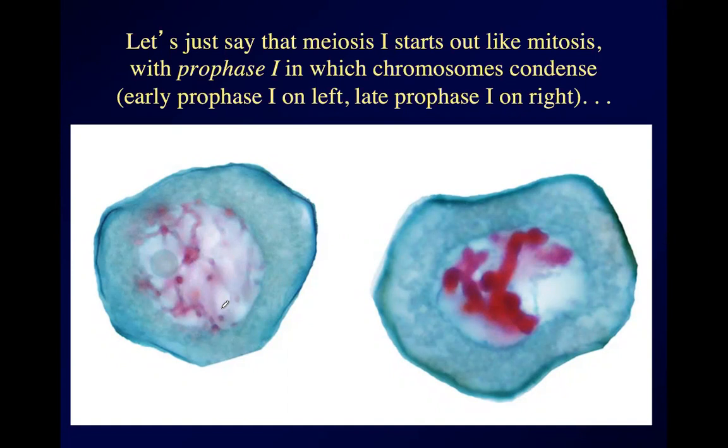That's what pollen does. So meiosis 1 starts out like mitosis. In prophase 1, the chromosomes condense. On the left, you've got early prophase, and then on the right, it's later, and you can see the chromosomes get thicker and clearer. And I promise we will get to later exactly what is going on here, what's making them get thicker.